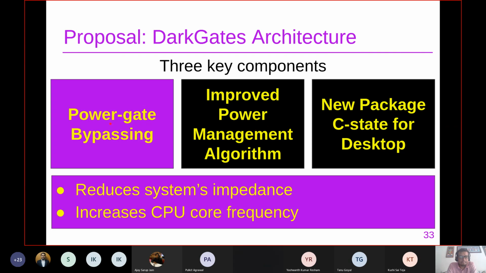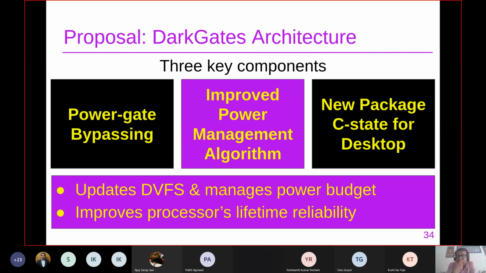When I say that they are doing power gate bypassing, what they are essentially doing is they are reducing the system's impedance. When you don't have power gate circuits, then the system's impedance will reduce. Thus, there is scope to increase the CPU core frequency, thereby improving the system's performance. But then, when you bypass the power gate, as you decrease the system's impedance, the voltage frequency curve of the system improves. Now, to account for this improvement in voltage frequency curve, we need to update the DVFS firmware in the power management unit. And that is being done in the second key component, that is improved power management algorithm, wherein they update the DVFS firmware and they also manage the power budget.